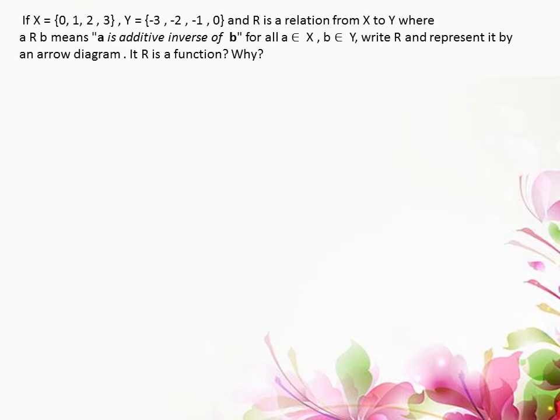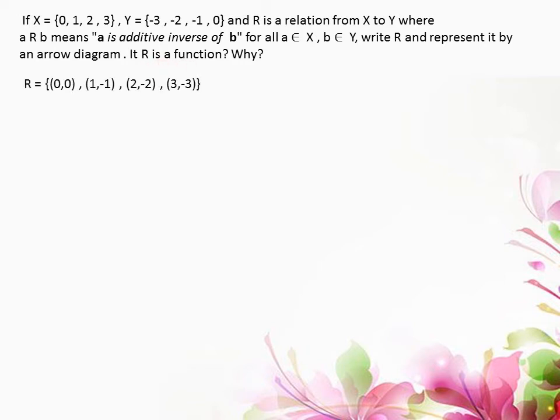Another example. If x equals {0, 1, 2, 3}, y equals {-3, -2, -1, 0}, and R is a relation from x to y where a R b means a is the additive inverse of b, the same integer but with the opposite sign. For all a belonging to x and b belonging to y, write R and represent it by an arrow diagram. The last question: is R a function from x to y?